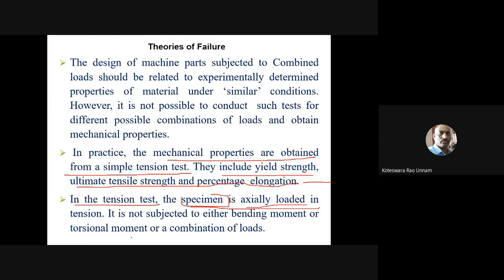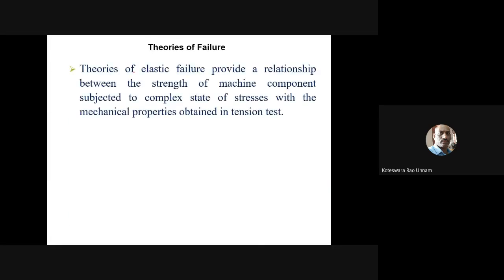But if you take a practical system, it is subjected to either bending moment or twisting moment, or maybe a combination of loads. We have seen some examples in the previous slide: a power screw, an overhang crank, or a bolted connection used in a bracket. They are subjected to a combination of loads, whereas our tension test will give you the experimental results for only an axially loaded member. So how can I relate these two? That is done through the elastic theories of failure.